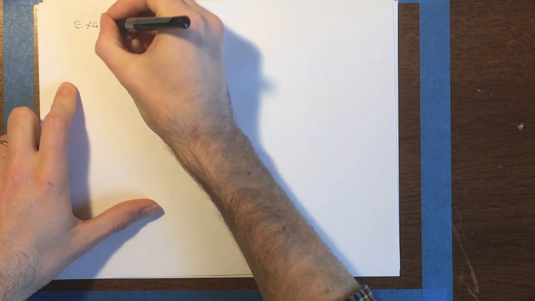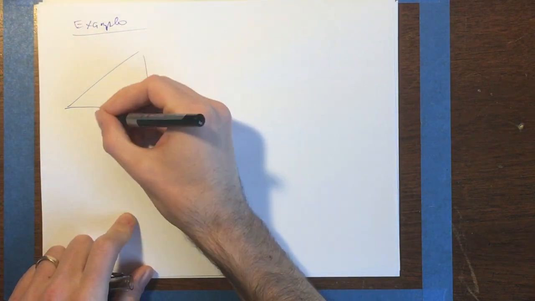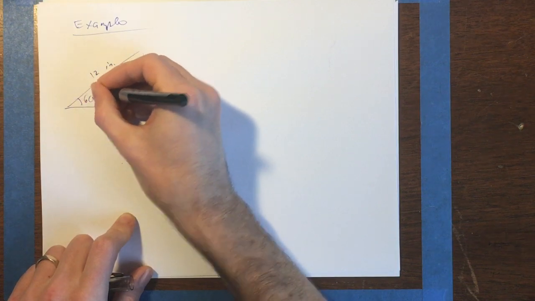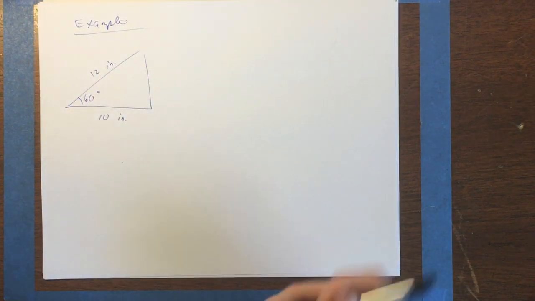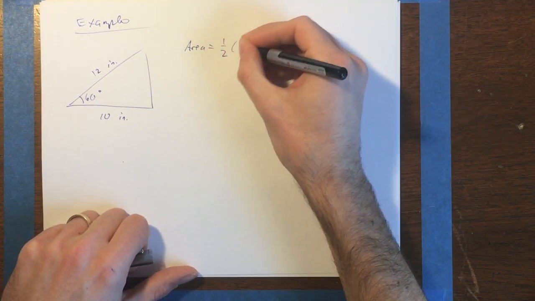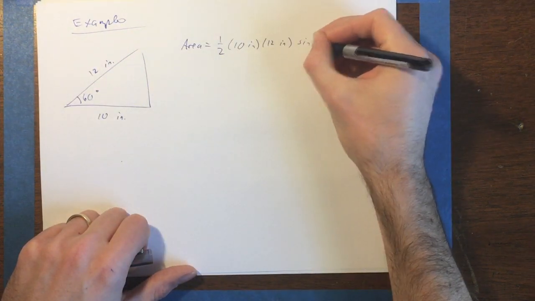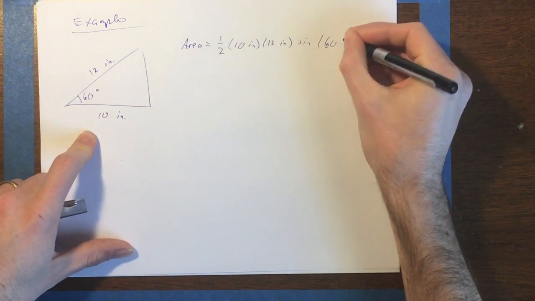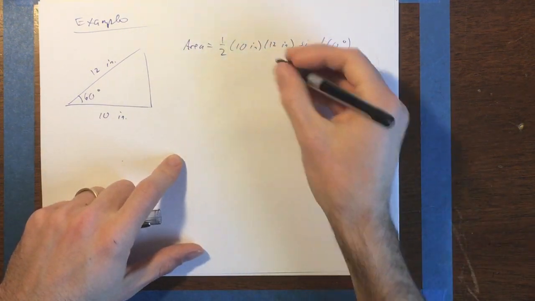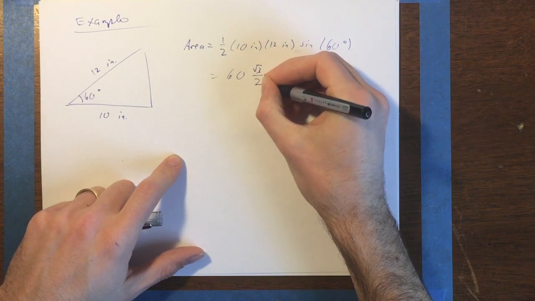If you had a triangle and you went and measured, this is 10 inches. And this is 12 inches. And then you measured this angle and got 60 degrees. Then you could calculate the area of this triangle by using the formula 1/2 times 10 inches times 12 inches, and then times the sine of the angle between those two sides, sine of 60 degrees. So this would be 5 times 12, so this would be 60, times sine of 60 degrees, which is the square root of 3 over 2.